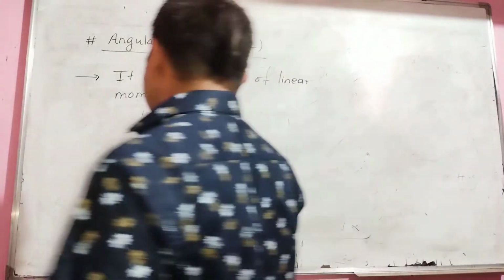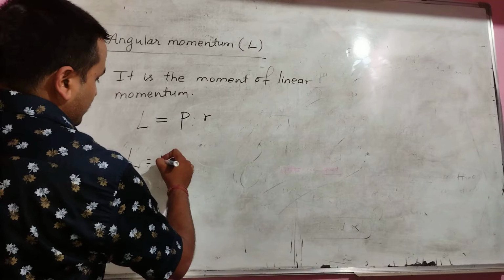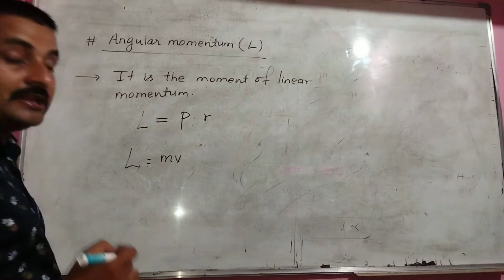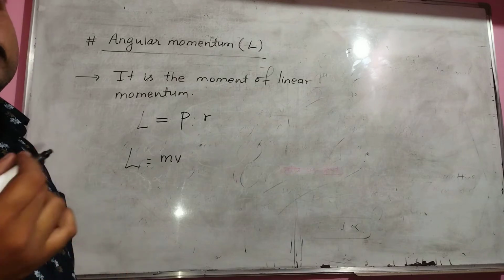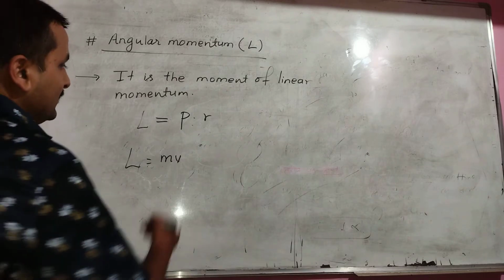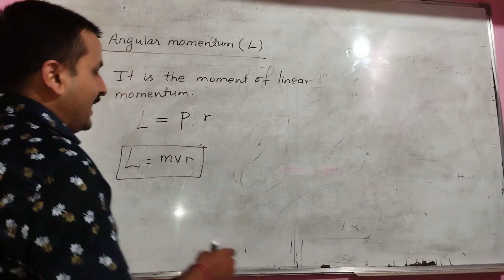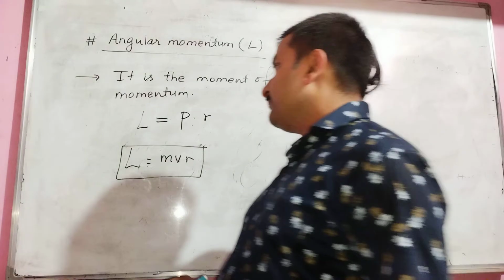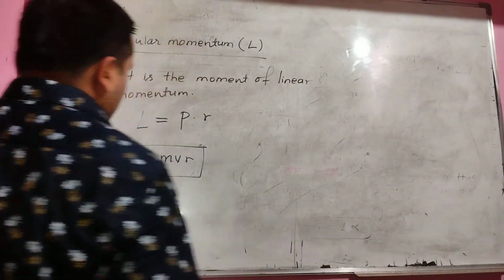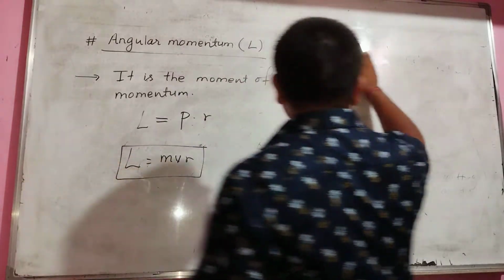Here this is the linear momentum. We know that linear momentum is equal to m into v, and this is r. So L is equal to m times v times r is the relation. Its unit you can simply find also.